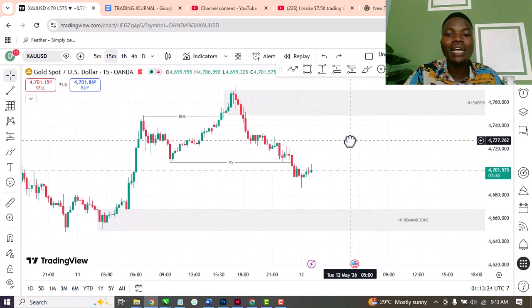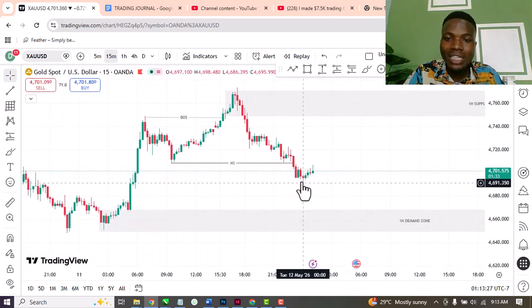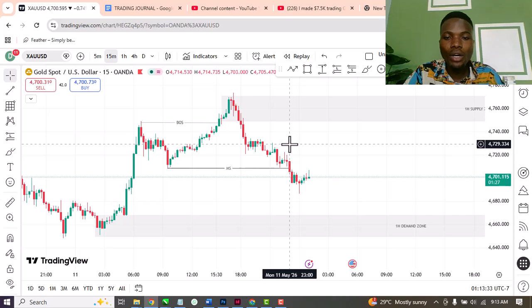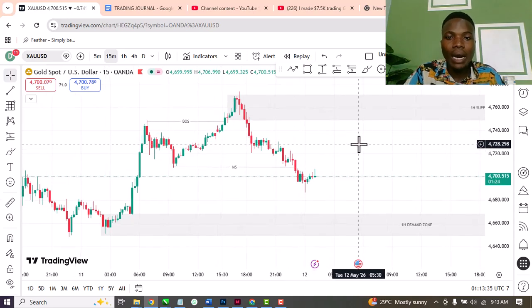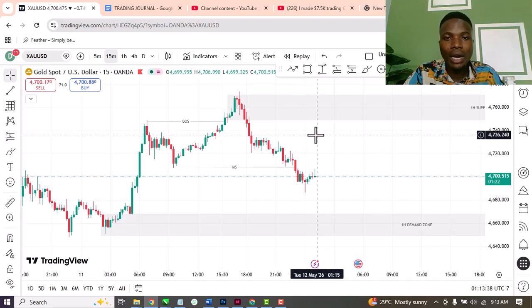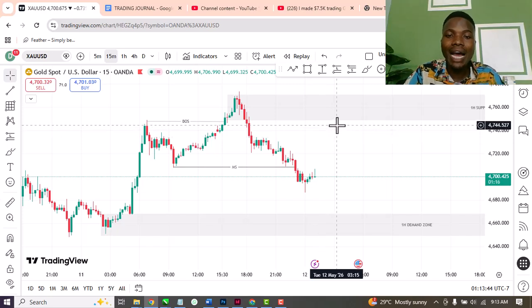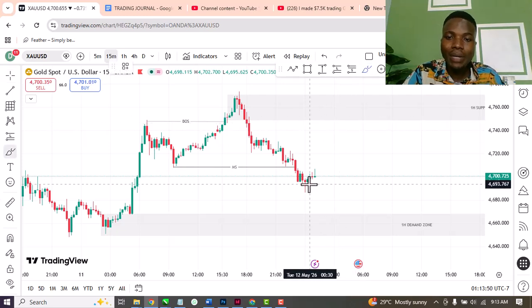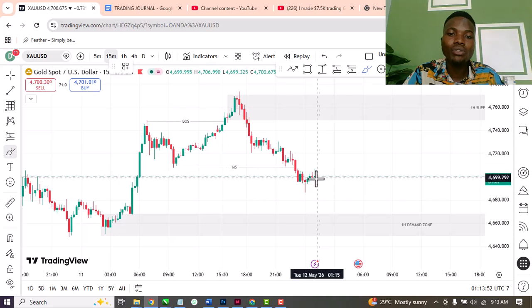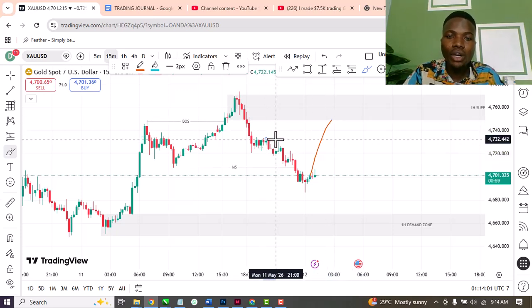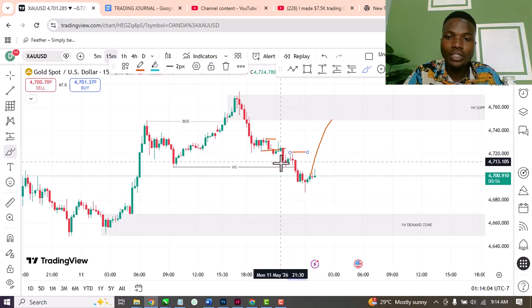But before price continues to sell, we can see that price is now very slow around this zone. So what we are going to be looking out for is to mark out our 15 minutes supply zone. But before we do that, what I will expect price to do is that since price is consolidating around this zone, I want price to find its way back to this zone right here. If not to this zone, it will be any of these zones right here.